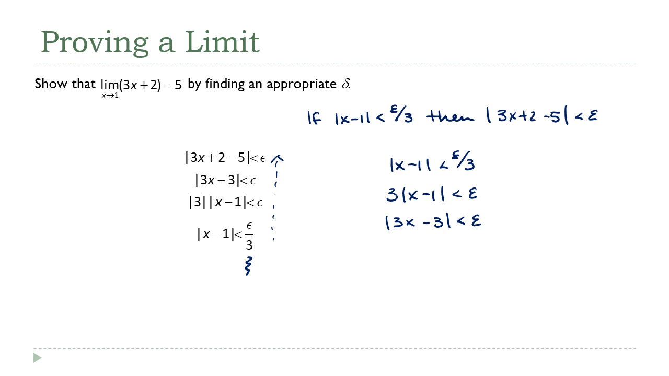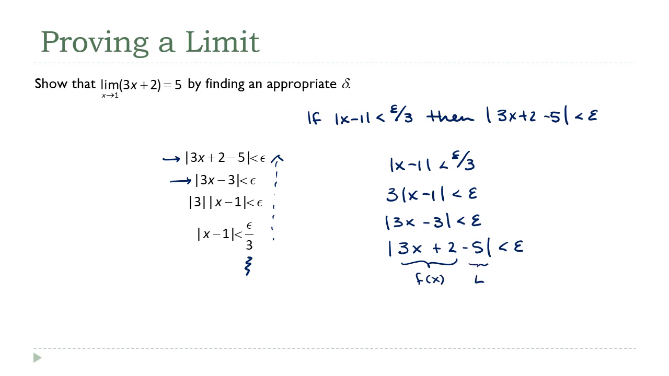Now here comes the really tricky stuff. I've gotten to this line here, and I need to go to this line here. So I'm going to split that minus 3 up, make this the absolute value of 3x plus 2 minus 5 is less than epsilon, and that's what I needed to show. This is the function, and this is the limit.